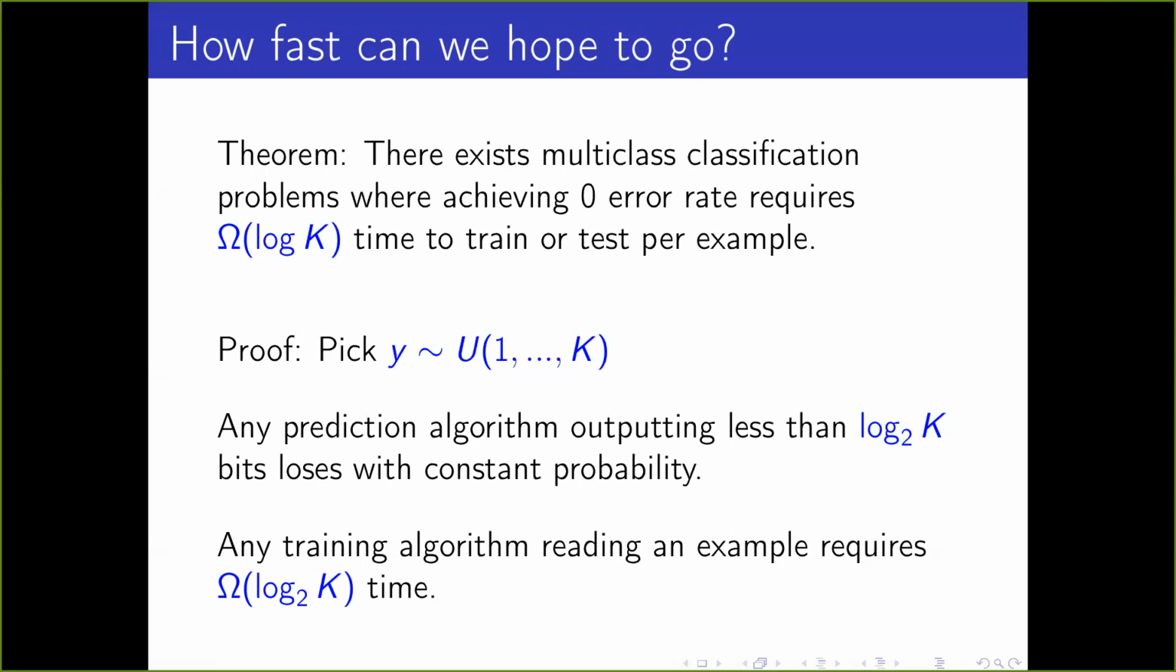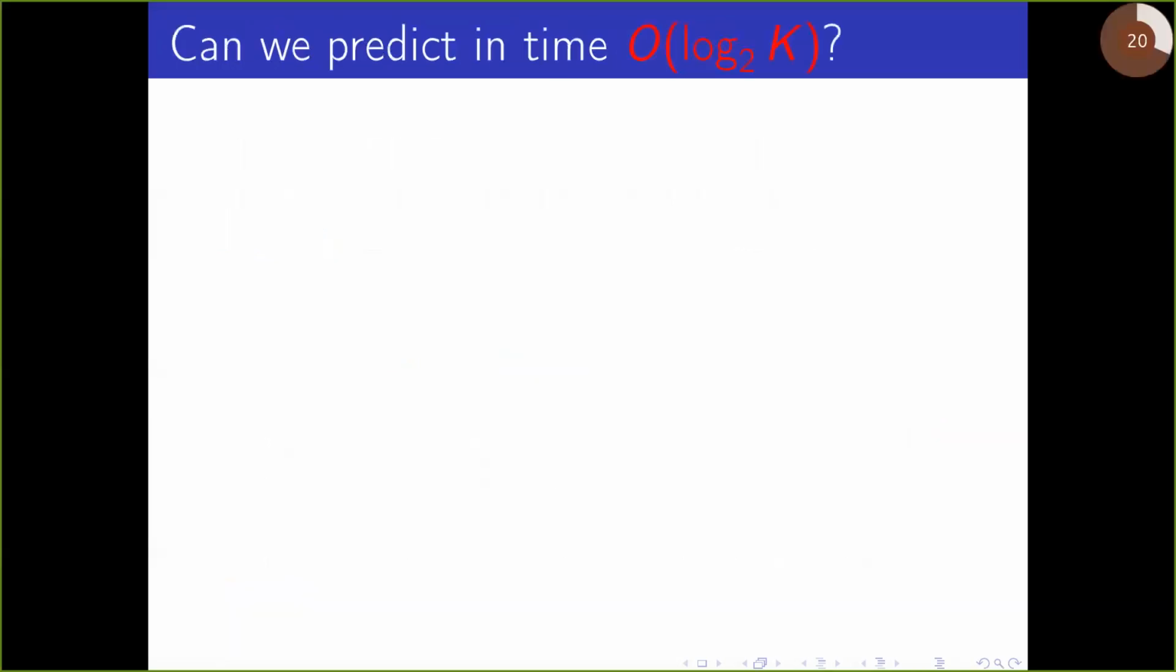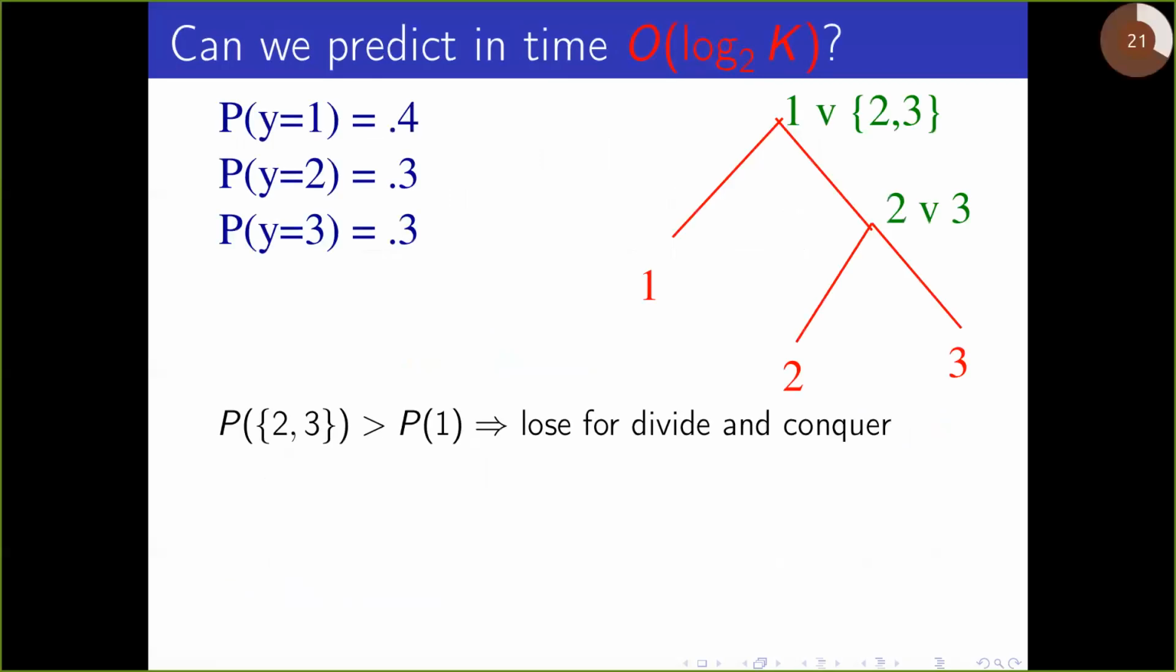Okay, so the thing which is interesting is this is a huge gap between what is commonly done in machine learning now and what might be possible according to this lower bound. So when you see an exponential gap, you start wondering if maybe we've missed something as a field. So the question is, can we actually predict in time logarithmic of the number of classes? And the claim is that it's actually more subtle than you might have realized.